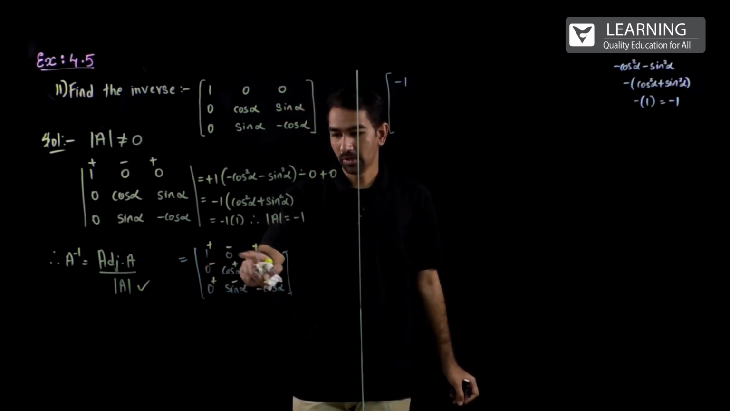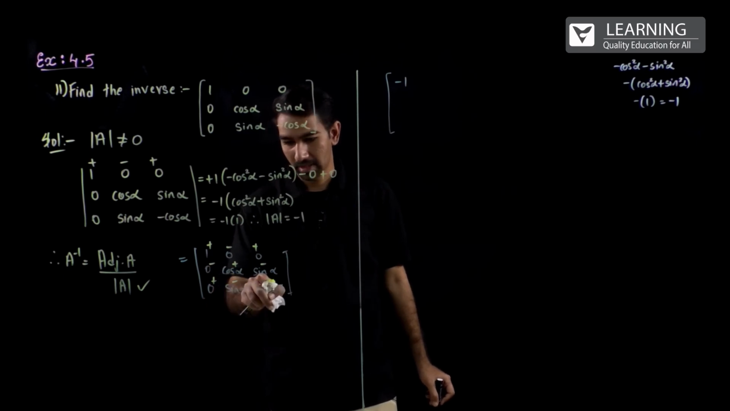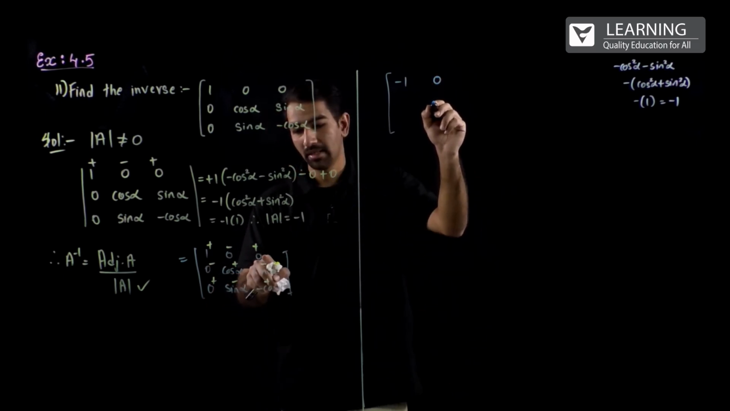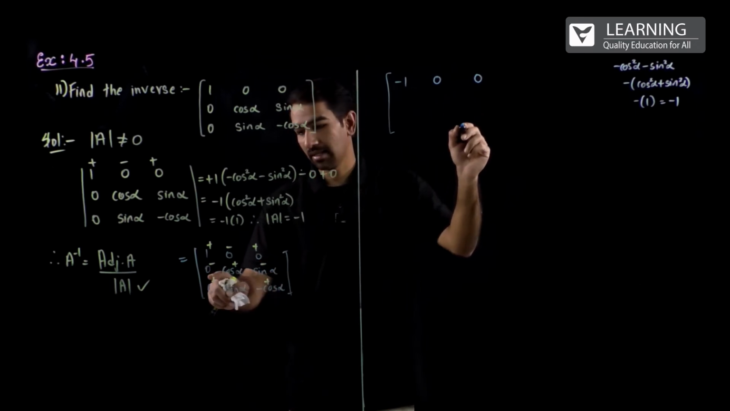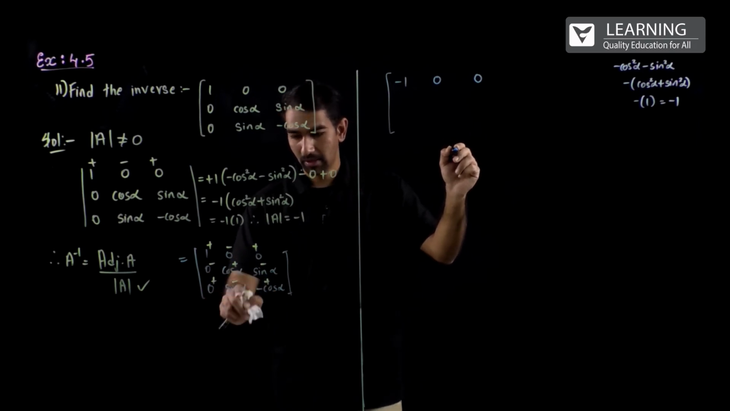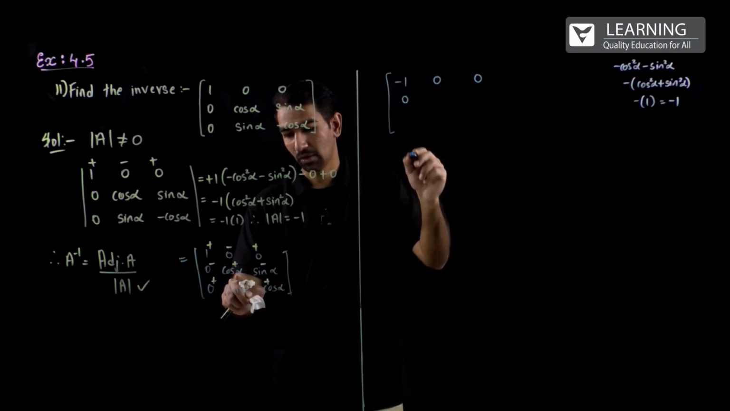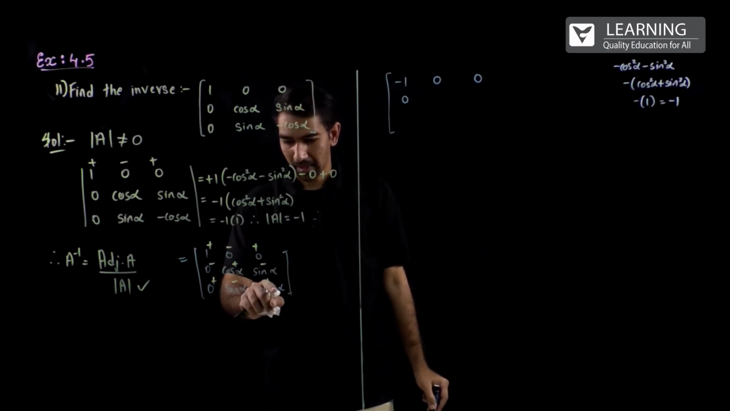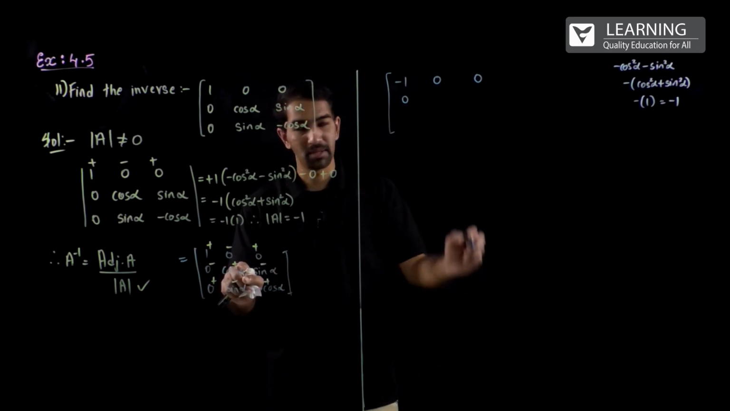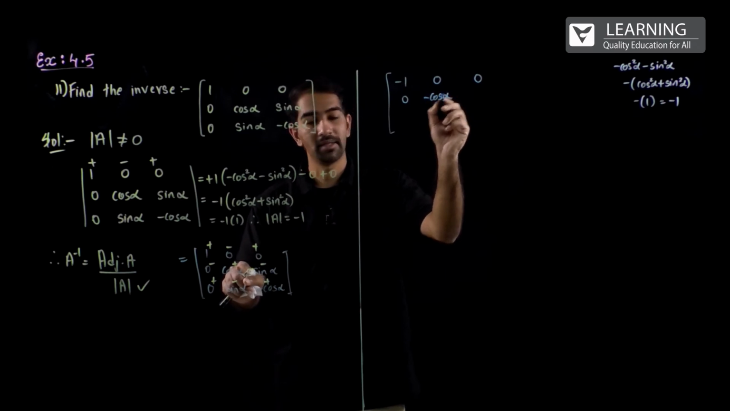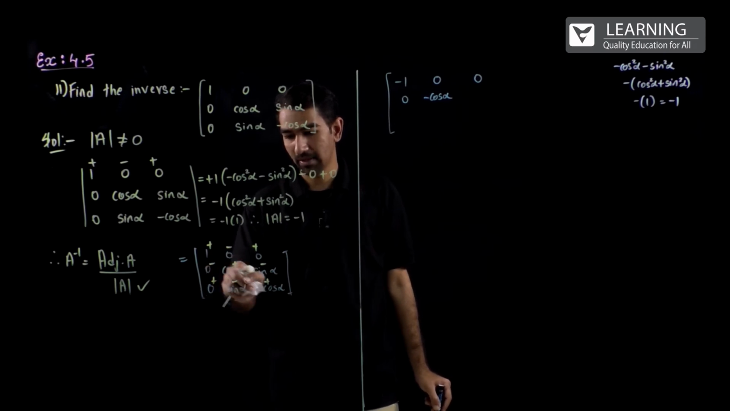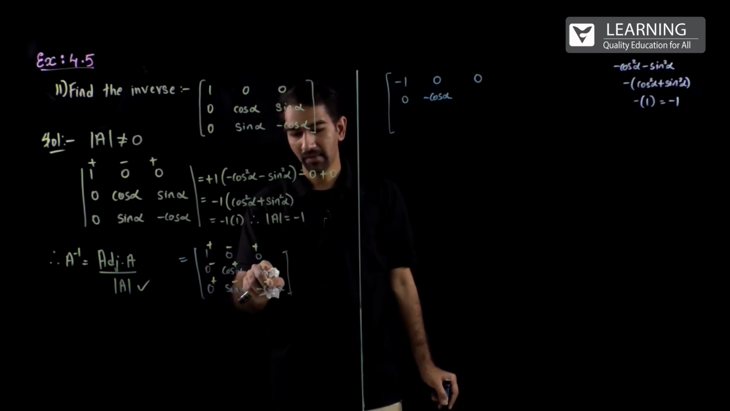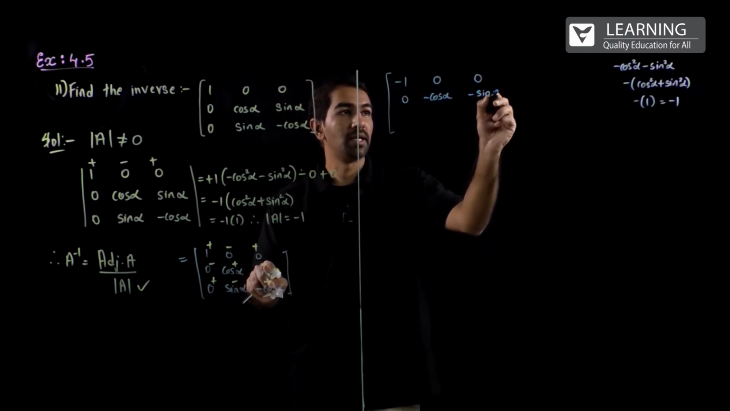Next, 0, this is becoming 0, this is also becoming 0, so write 0 as it is. 0 again, 0 as it is. Next, 0, 0, 0, 0 again. Then cos alpha: this was becoming minus cos alpha into 0, so with the cofactor it is becoming minus cos alpha only. Correct? Next, sin alpha. Sin alpha into sin alpha minus 0 is plus sin alpha, but here we have minus as cofactor, so write minus sin alpha.